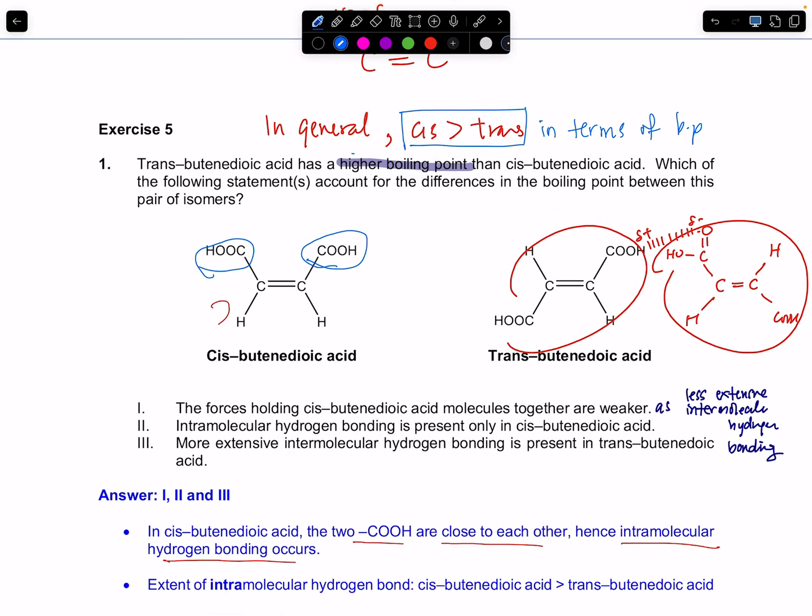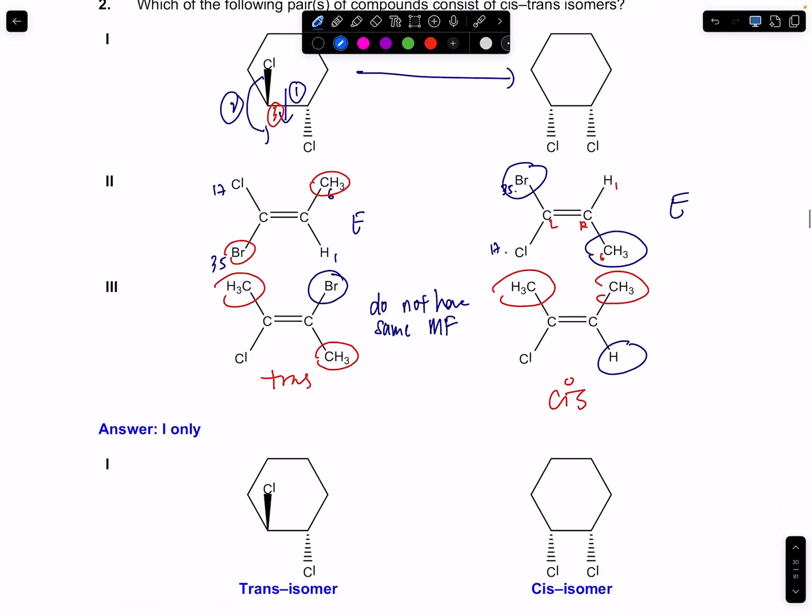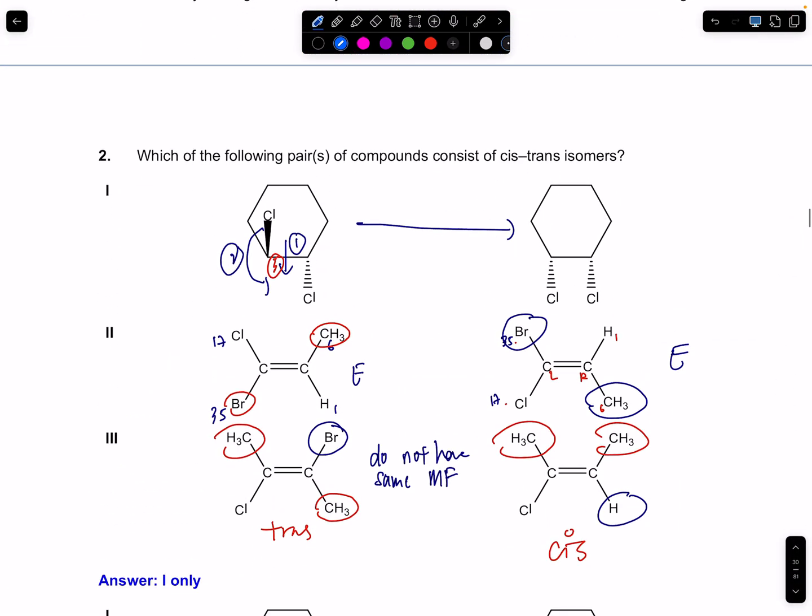Okay. And you're done. Now could you all turn over to page number 2 and identify compounds that have cis-trans isomers.